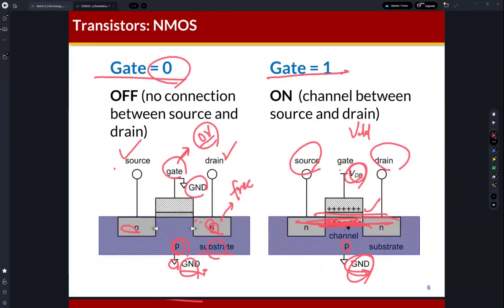If the gate is 0, then we cannot observe a channel between source and drain. Using this channel, free electrons can move. But if the gate is 0, free electrons cannot move between source and drain. This is the turn off state. If the gate is 1, if a high voltage is given to the gate node, then a channel is generated. Via this channel, free electrons can move between source and drain. So it's connected. This is the behavior of the NMOS transistor.